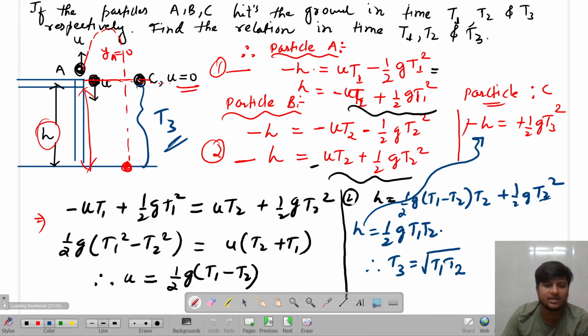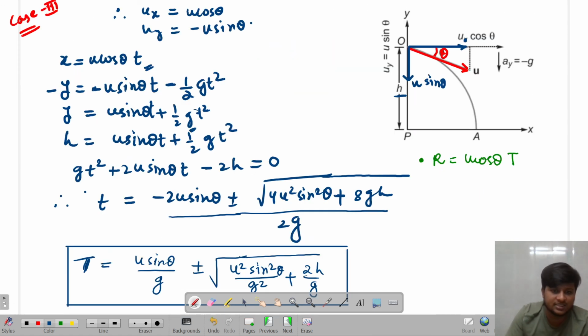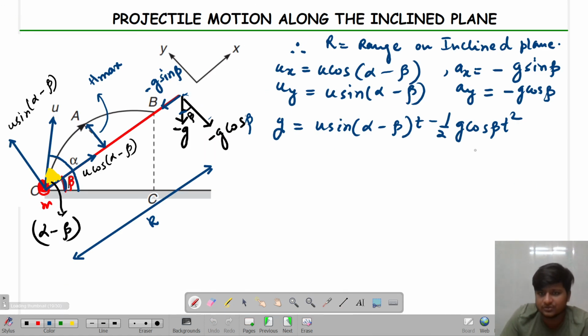Previously, what did we used to consider? We used to consider y is equal to just g. Here, the value of g is also changing. That is equal to minus g cos beta into t square. Got it or not? Hitesh, Anuj, Himanshu, got it?